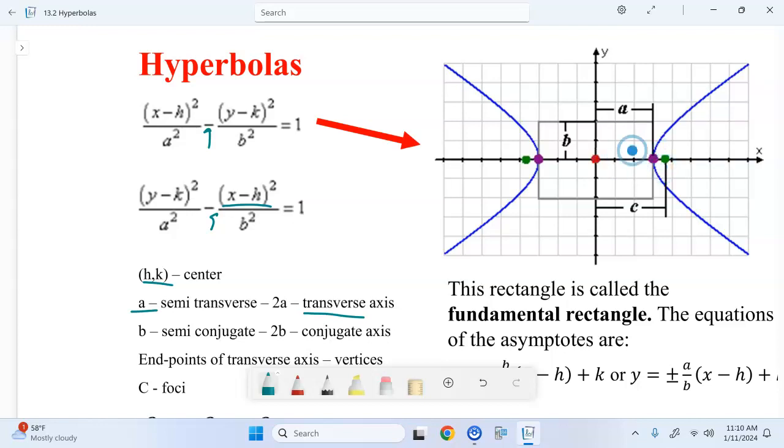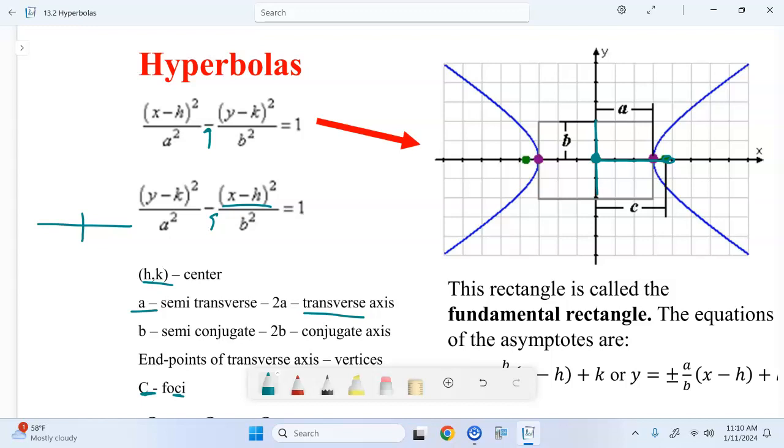Our C value is still center to focus. All right, so that's the same. The B value slightly different, same idea though. Okay, we don't have a minor axis, we have what's a conjugate axis. The conjugate axis is still going to be perpendicular to our transverse axis, just how the major axis and the minor axis are perpendicular to each other. But it's slightly different. It doesn't lead to any particular point.